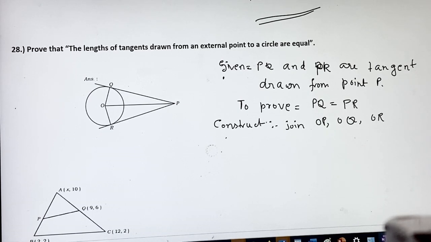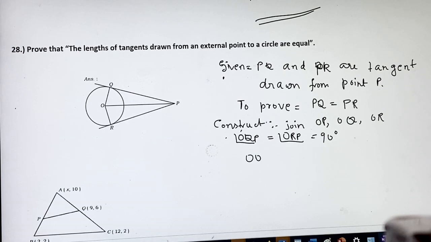To start with the proof, angle OQP is equal to angle ORP, which is equal to 90 degrees, because OQ is perpendicular to PQ and OR is perpendicular to PR. So we have the first set.